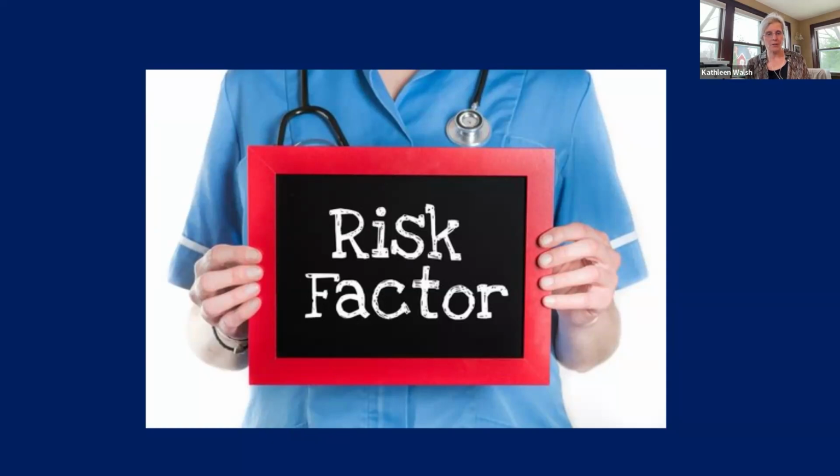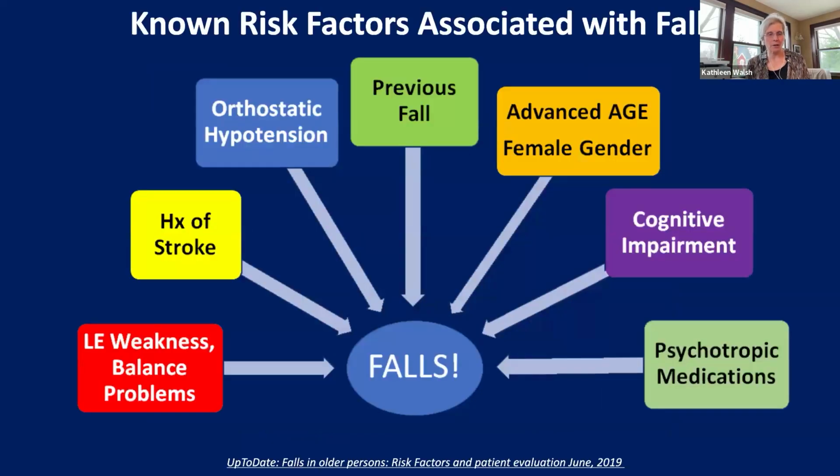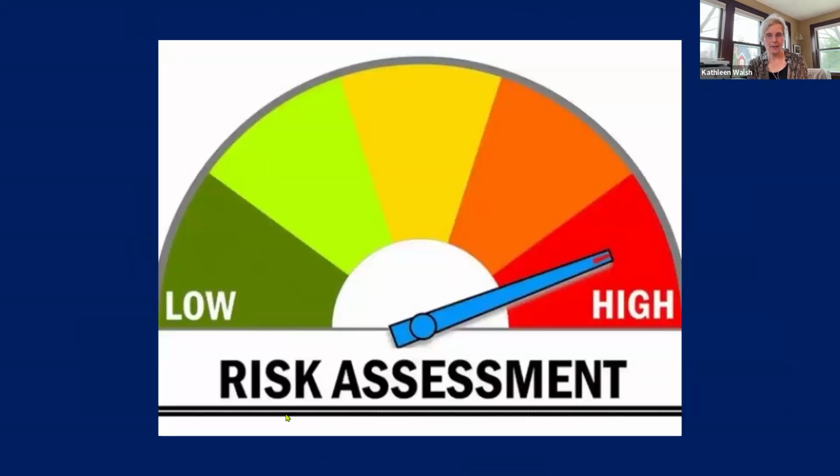So let's look at some risk factors. And some of these are very common. You would understand that they are. Lower extremity weakness, history of a stroke, orthostatic hypotension, previous fall, advanced age, and believe it or not, female gender, a little bit more because of strength and conditioning as we age, cognitive impairment, and psychotropic medications.